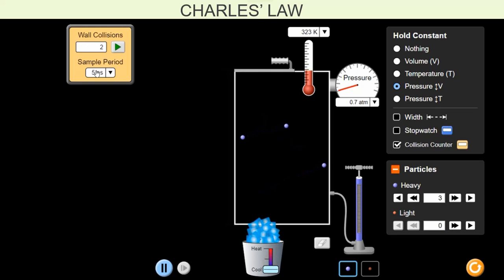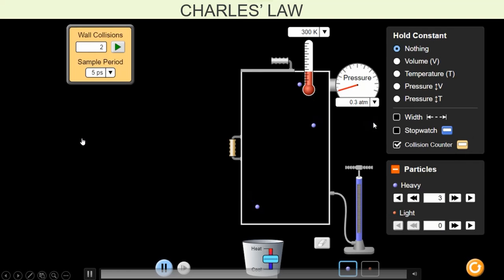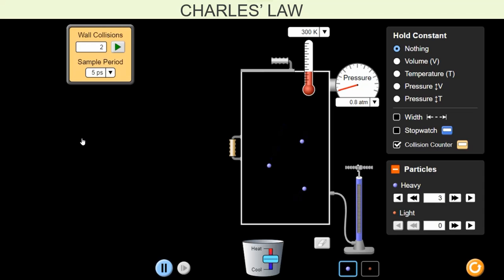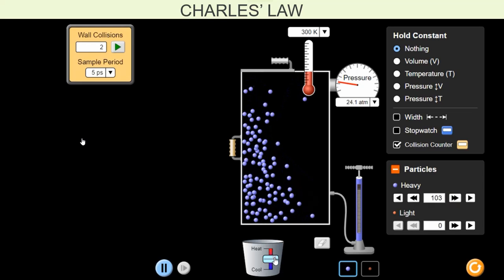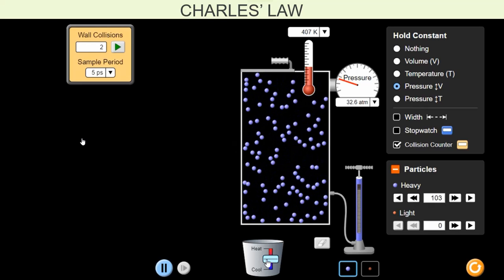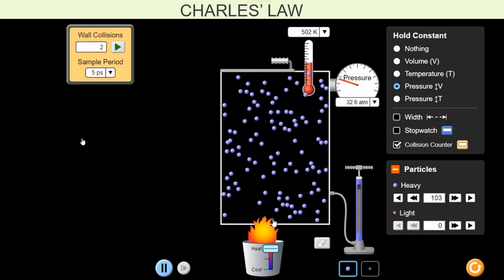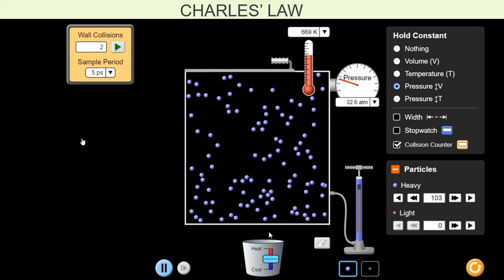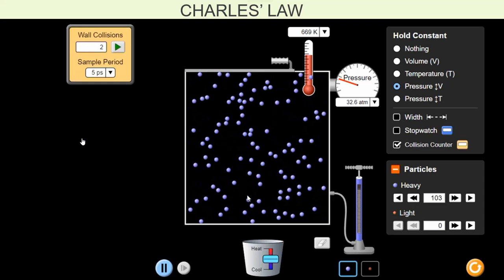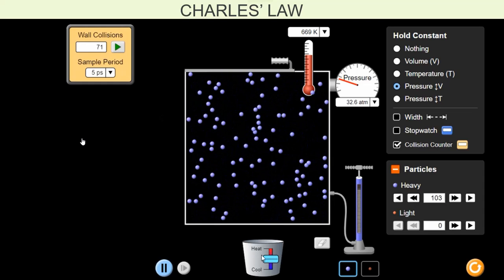So this is why if you increase temperature, then the volume has to increase also in order to keep the pressure constant. So they basically compensate for each other. The volume will compensate for the temperature. Now using more particles, we see the same thing happening. You give them more energy, you increase the temperature, then they need more space in order to move around and hit the walls of the container at the same rate.